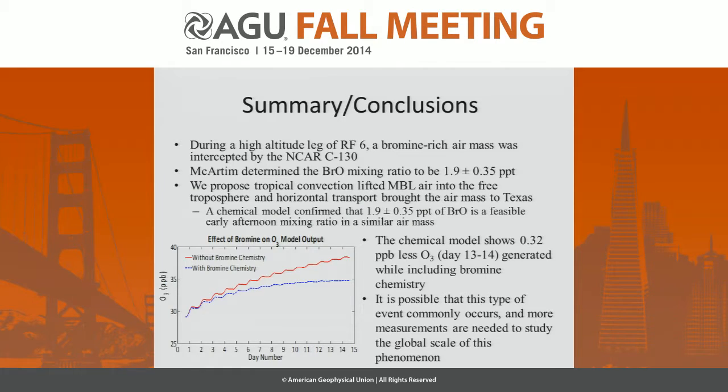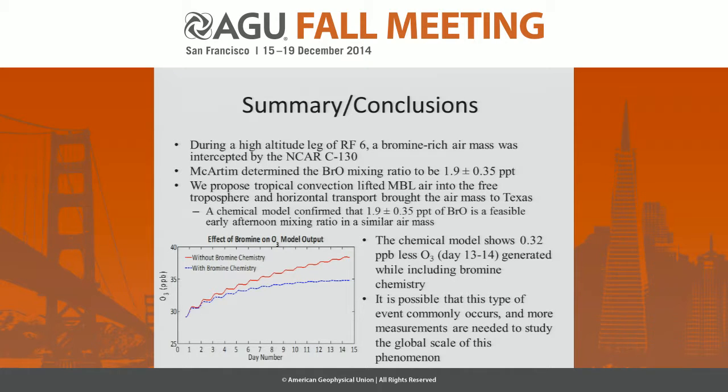So just a brief summary and conclusions. We did find an air mass that contained 1.9 ppt, plus or minus 0.35 ppt, of BrO in the free troposphere. We propose that this bromine originally came from the marine boundary layer and was convectively lifted into the free troposphere. And we ran a chemical model to confirm that this amount of bromine is in fact feasible in the free troposphere for a mid-afternoon value.